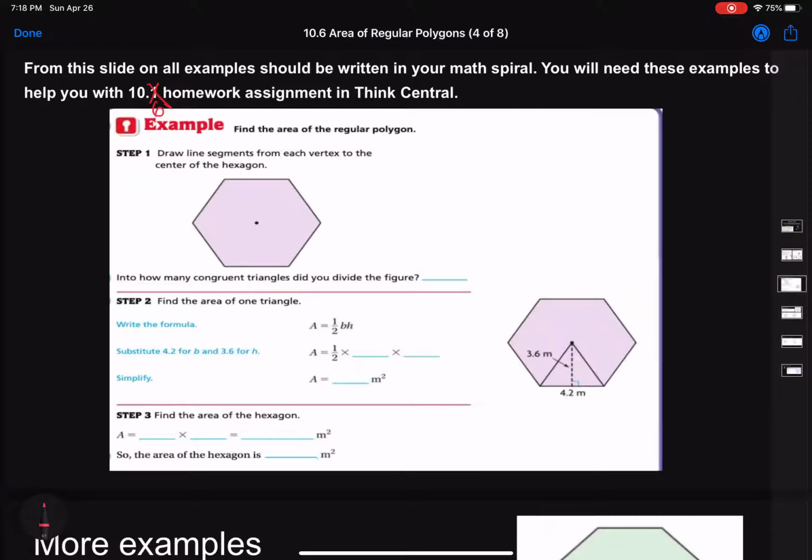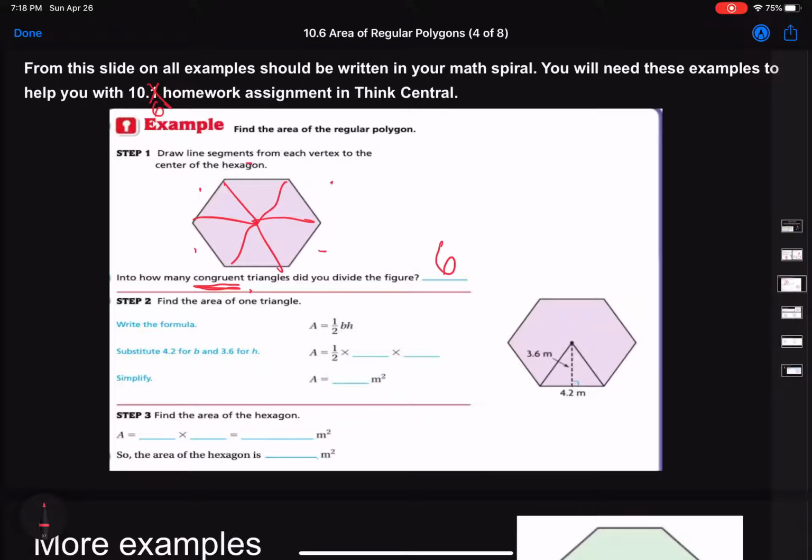Here's our polygon. Notice it has 1, 2, 3, 4, 5, 6 sides, so it's a hexagon. That means it has 6 triangles, 6 congruent triangles. Those aren't the best lines, but you get the idea. You saw congruent on the little mid-chapter quiz.